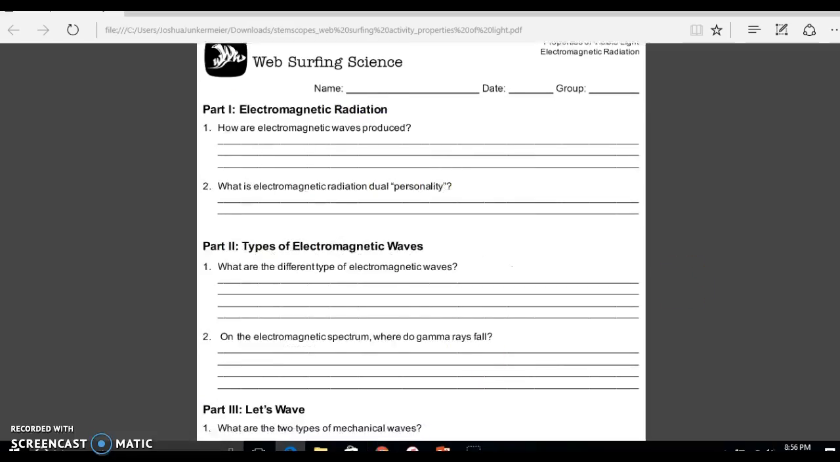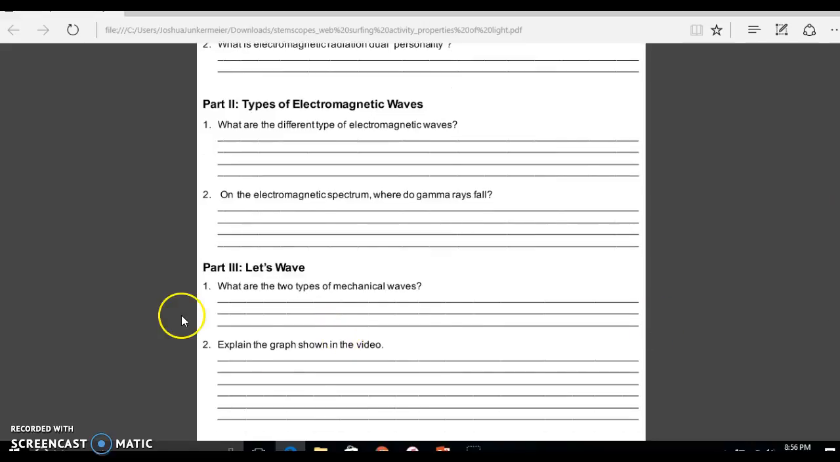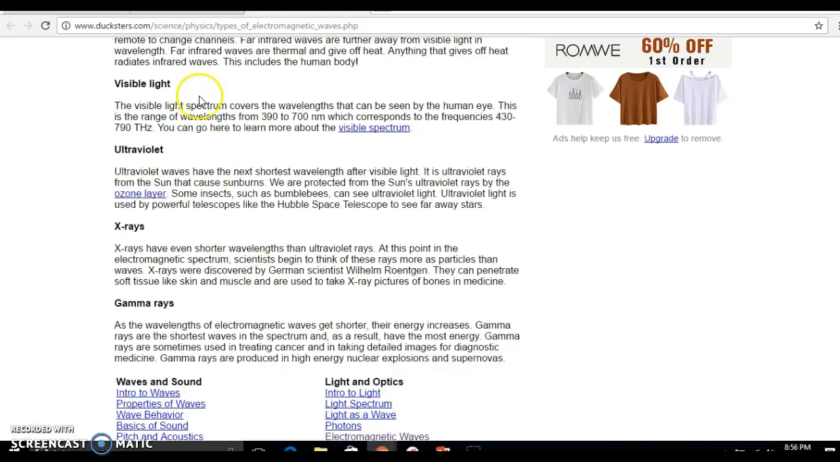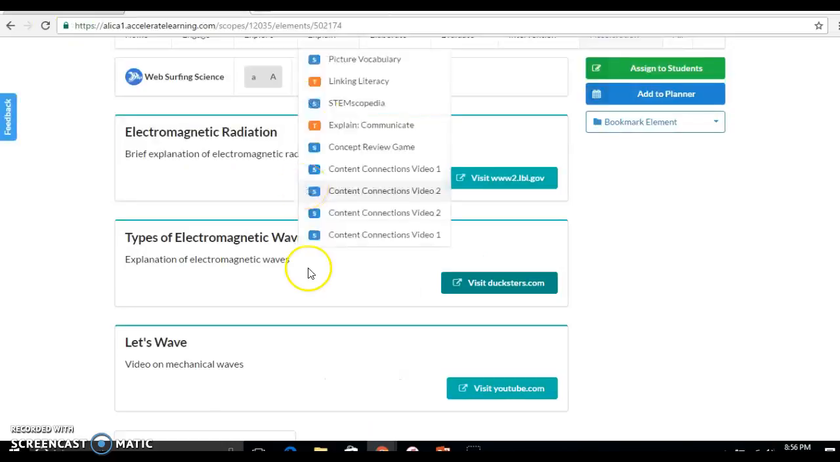The third site is Let's Wave. What are two types of mechanical waves? And explain the graph shown in the video. We already know that this YouTube link is going to talk about two types of mechanical waves, and it's going to talk about a graph. So we can go back and go to the YouTube video.